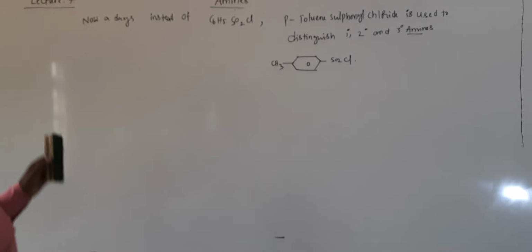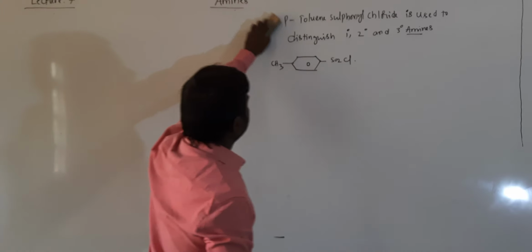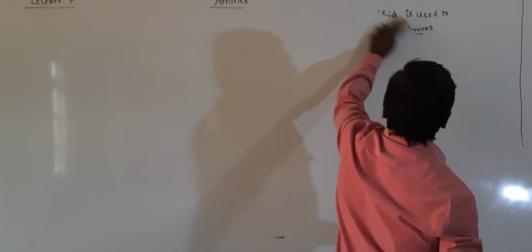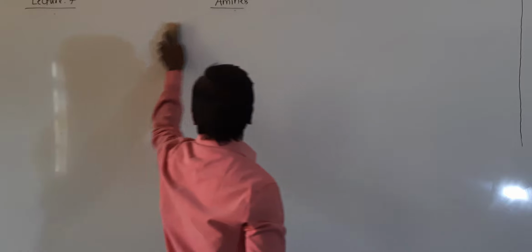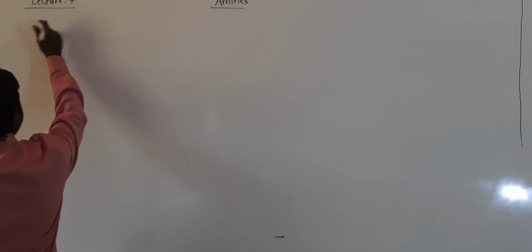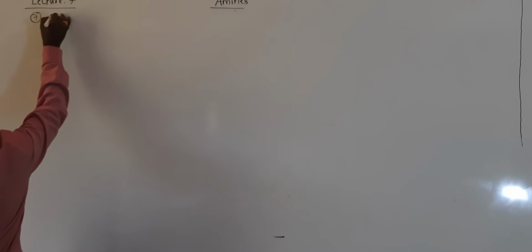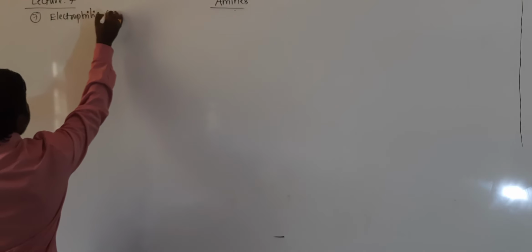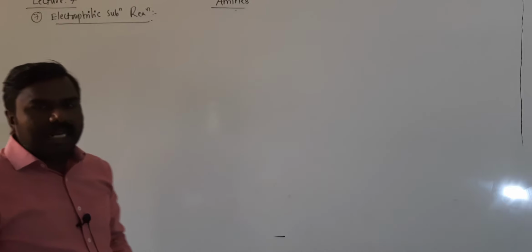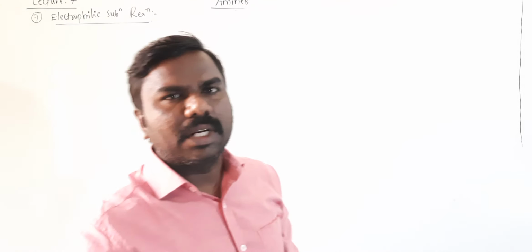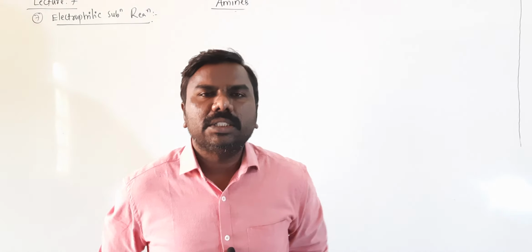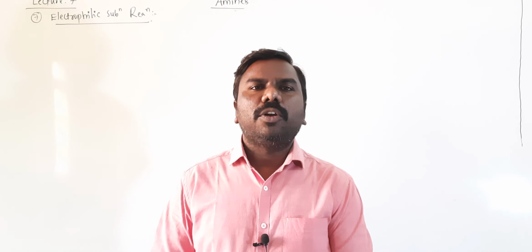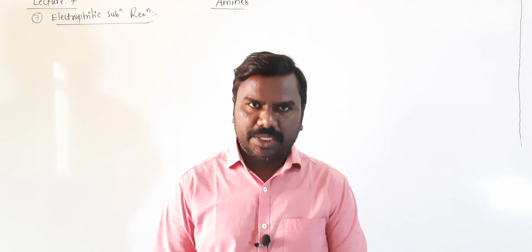Next, last property is electrophilic substitution reaction. Seventh property, electrophilic substitution reaction. Electrophilic substitution means electrophile will be substituted on the benzene ring, hence it is called electrophilic substitution reaction.